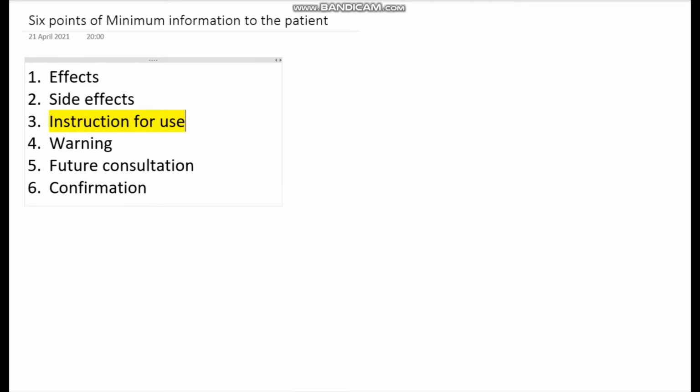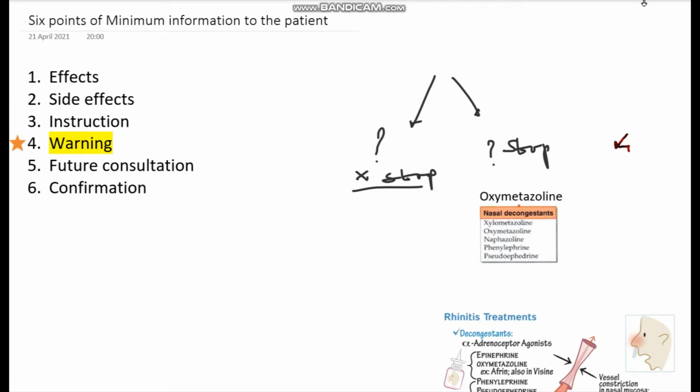All right. Now the fourth point. Fourth point is very, very important, which is regarding warnings. What do you mean by warnings? You've already told him the side effects. You've already told him the instructions of usage of the drug. Then what do you mean by warnings? So the warning basically can go on two lines. One is when to stop the drug and when not to stop the drug. As you can see here, when not to stop the drug and when to stop the drug. Let's start with when to stop the drug related warnings.